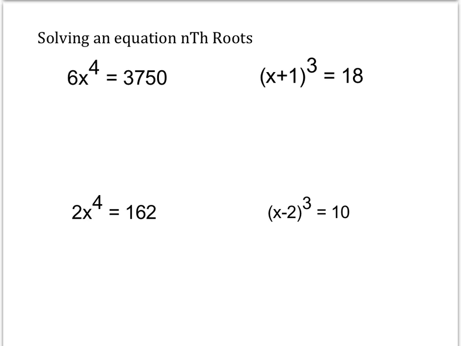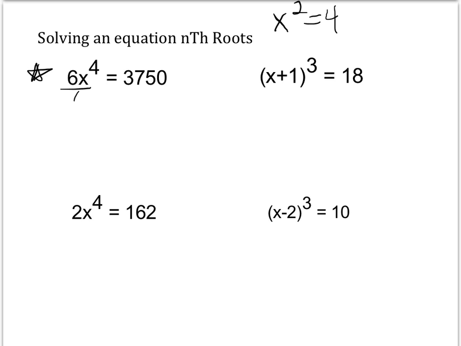Okay, so now getting into solving equations. This will be helpful now because in the past we've just been used to things like x squared equals 4, and we take the square root of both sides. But now we're involving different roots, so we have to learn how to do this differently. So for this first one, we have 6x to the 4th equals 3,750. So the first thing we want to do is to isolate x.